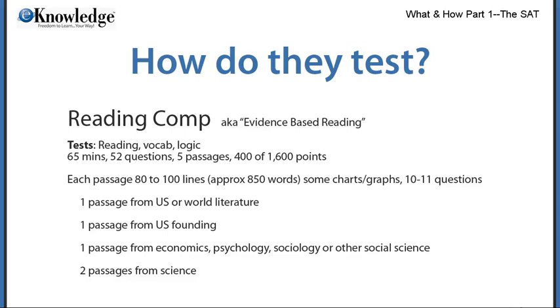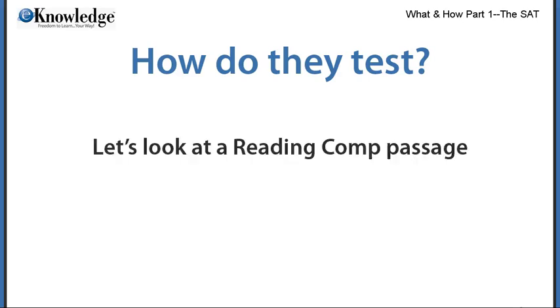You will also get 1 passage each: U.S. or world history, the U.S. founding, and the social sciences like econ, psychology, etc. And you will get 2 passages from the hard sciences like biology, chem, physics, astronomy, etc. So let's take a quick look at an actual reading comp passage.